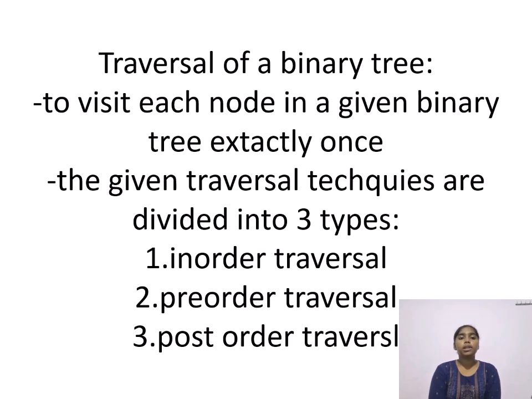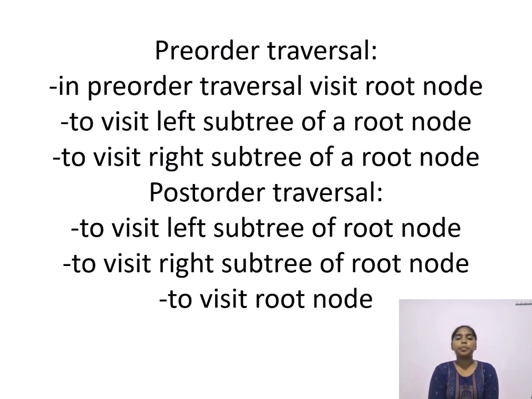Here we go. First of all, what is traversal of a binary tree? To visit each node in a given binary tree exactly once. The given traversal techniques are divided into three types: in-order traversal, pre-order traversal, post-order traversal. Pre-order traversal: we visit the root node, then the left subtree of the root node, then the right subtree of the root node. Post-order traversal: we visit the left subtree of the root node, then the right subtree of the root node, then the root node.